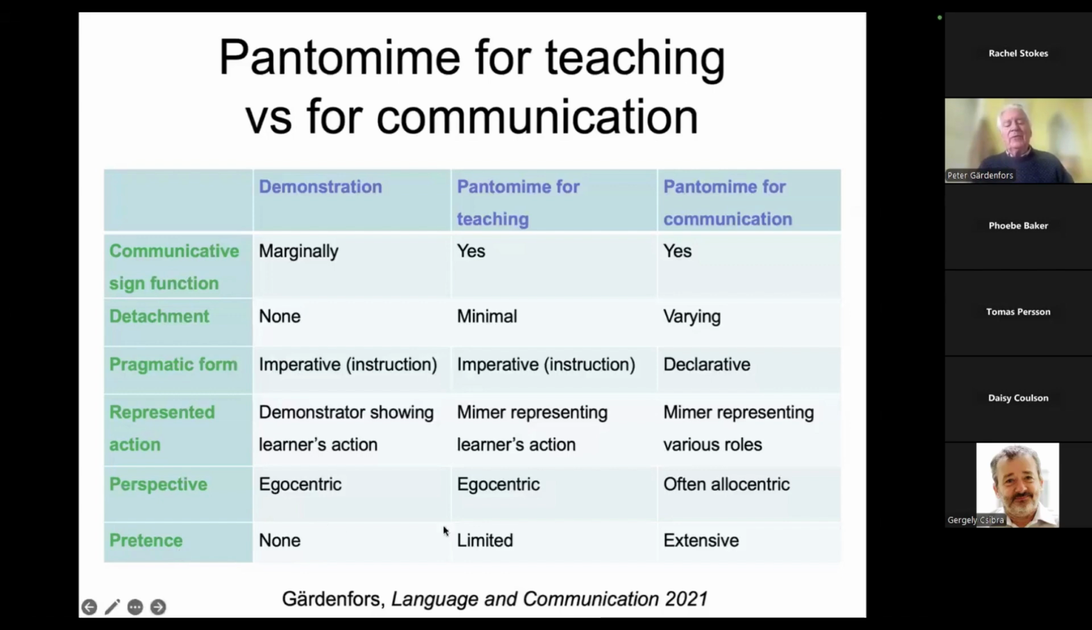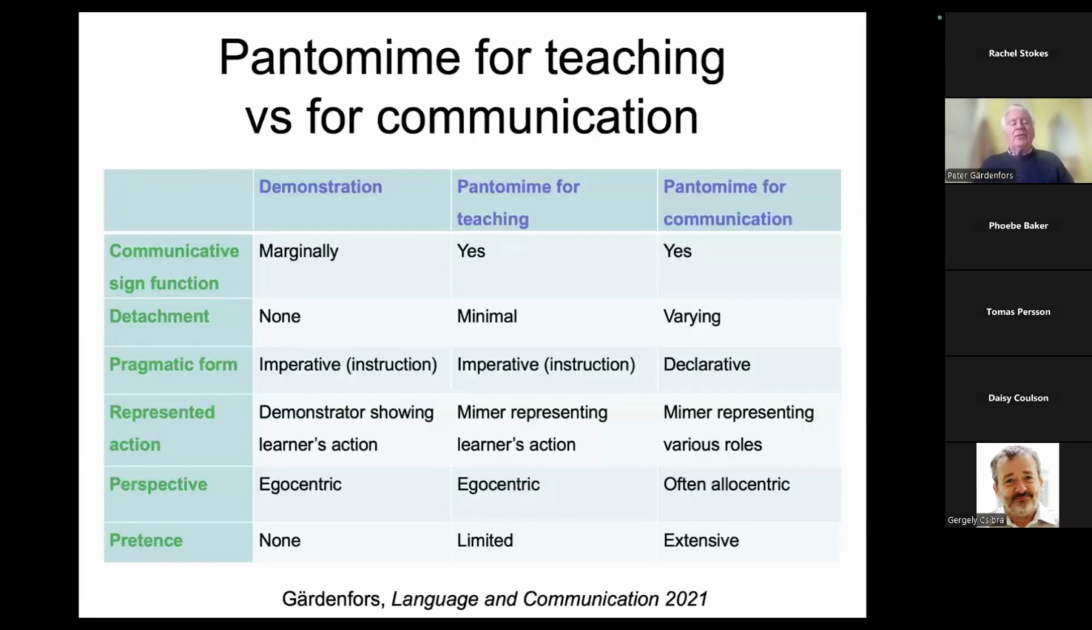There is none in demonstration. There is a bit of pretense in pantomime, but in pantomime for communication, there is extensive pretense. So as you can see, there is a kind of increasing levels of complexity on each of these criteria. And that's my main reason for saying that pantomime for teaching was primary from an evolutionary point of view, and then it evolved or developed into pantomime for communication. I think that's important to make this distinction between the two uses of pantomime.